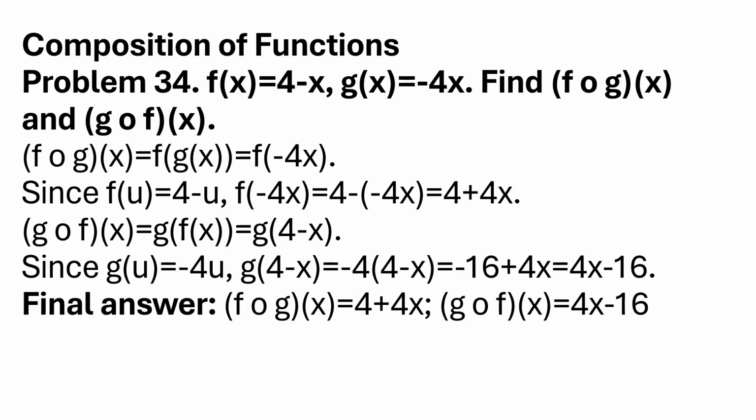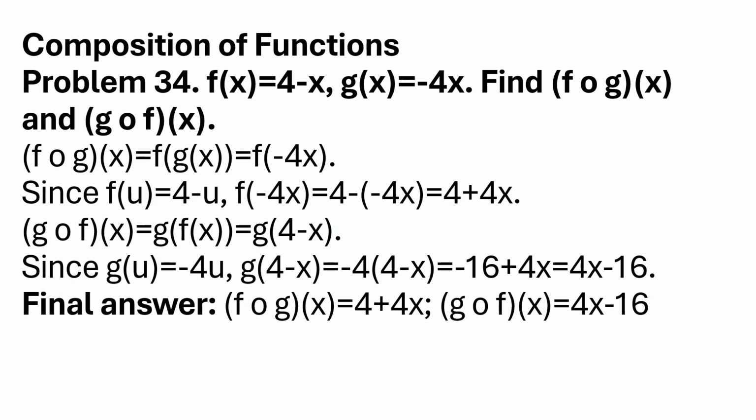We are given f of x equals 4 minus x and g of x equals negative 4x. First, find f composed with g. Substitute negative 4x into f. This gives 4 minus negative 4x, which simplifies to 4 plus 4x.